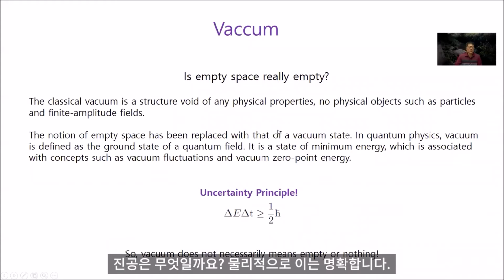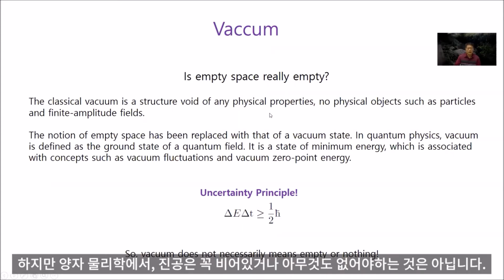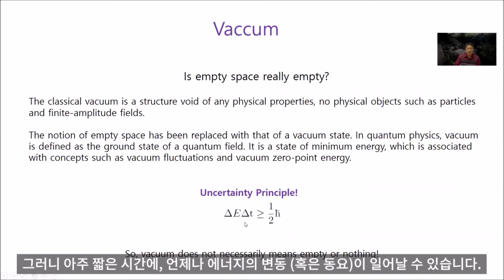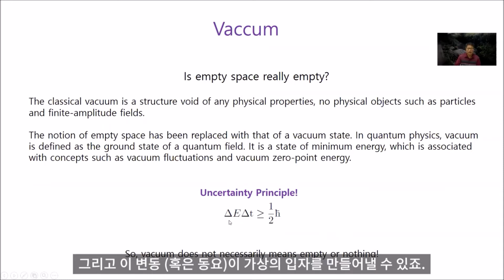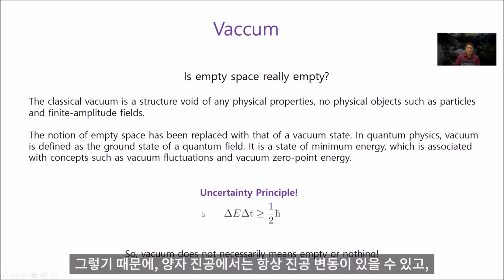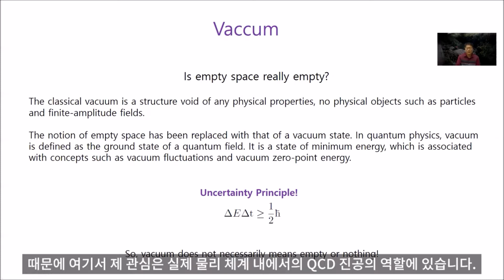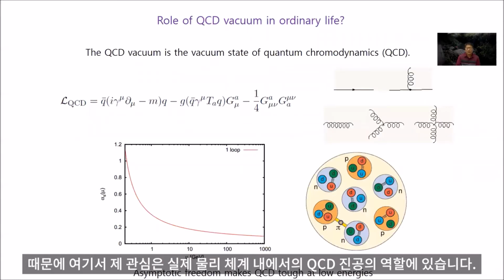So what is vacuum? Classically, it is very clear. Vacuum means empty space or nothing. But in quantum physics, a vacuum does not necessarily mean empty or nothing. The basic reason is the uncertainty principle. In a very short period of time, you can always have fluctuations in energy, and these fluctuations in energy can create virtual particles. Therefore, in quantum vacuum, you can always have vacuum fluctuations, full of virtual particles, or sometimes vacuum zero energy. So my interest here is to study the role of QCD vacuum in physical systems.